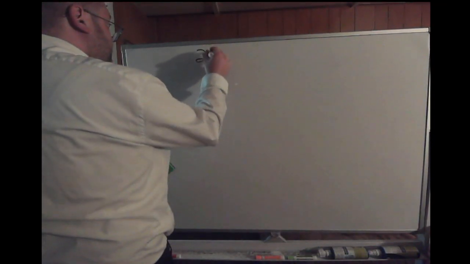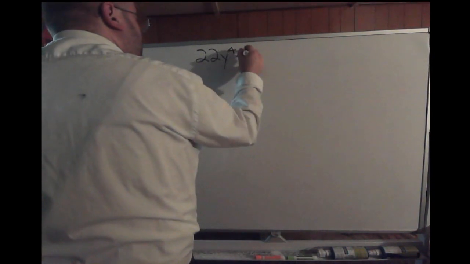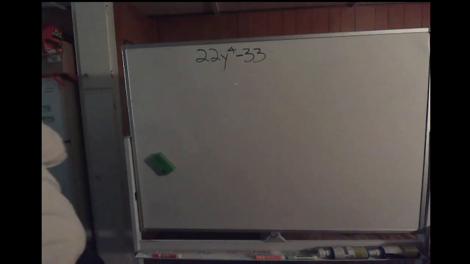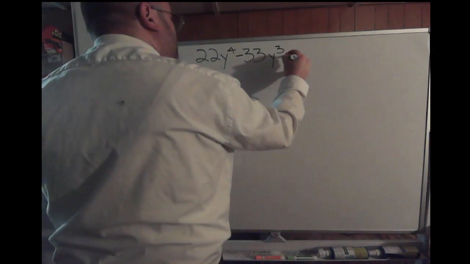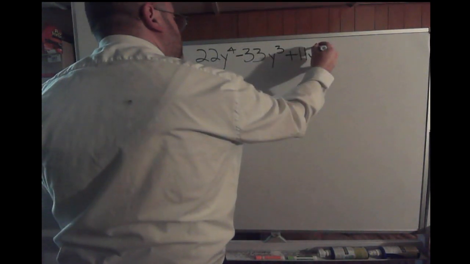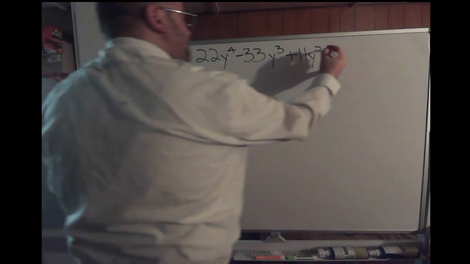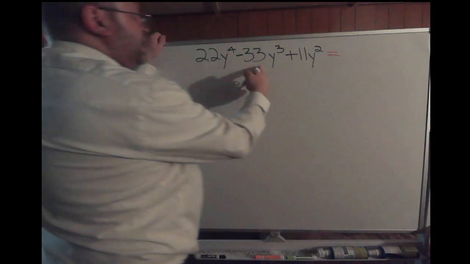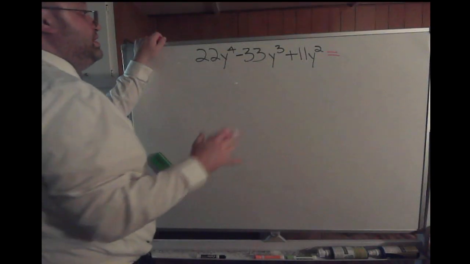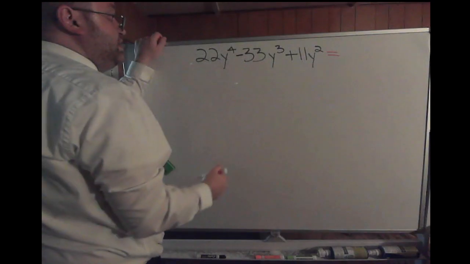Alright, how about, let's see, 22y to the fourth minus 33y to the third plus 11y to the second. Look at your constants. What is the greatest common factor of 22, 33, and 11? Definitely 11.